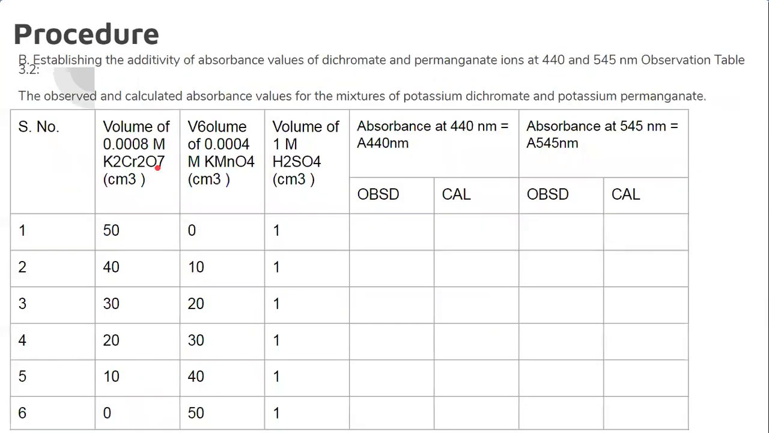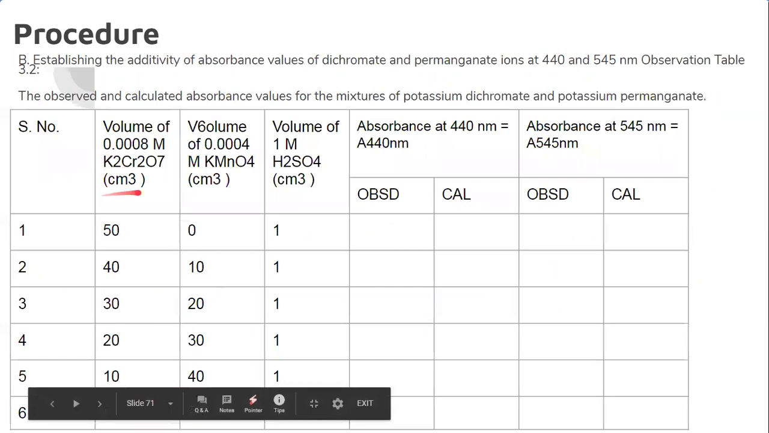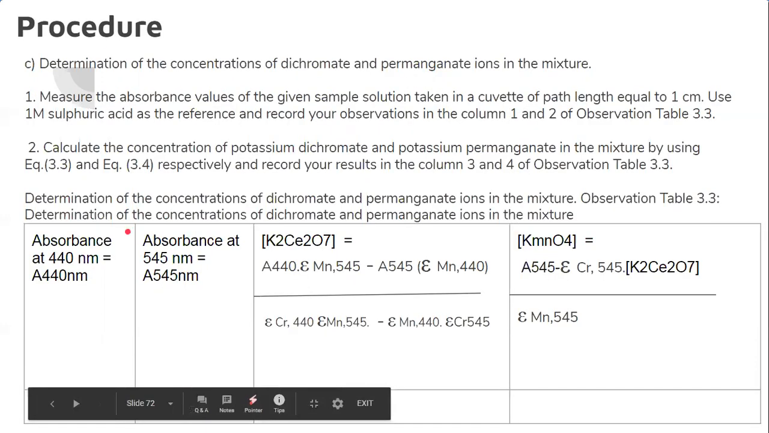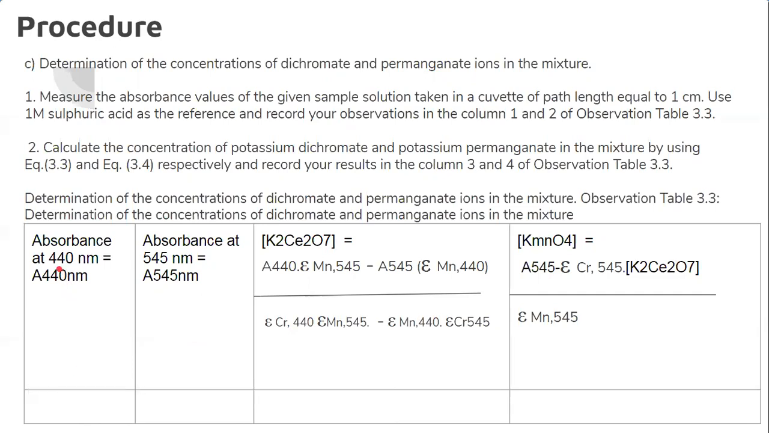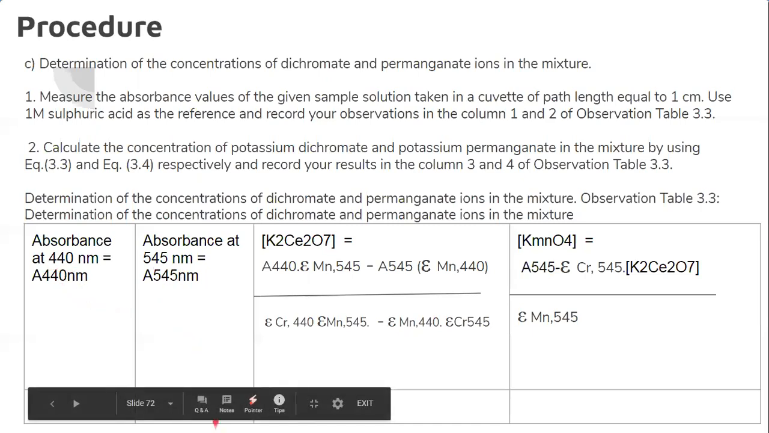Up to now we executed what? Known concentrations. So this is unknown. So now we are measuring what? The absorbance of the unknown sample, unknown meaning nothing but the sample, at 440 nanometers and 545 nanometers. Then what we do? We substitute those values in this formula, so thereby we can find the concentration of potassium dichromate.